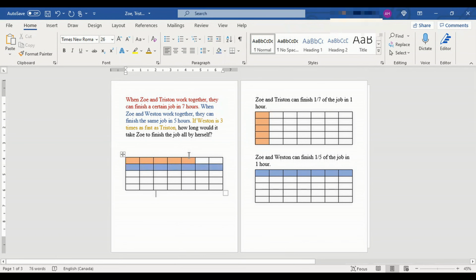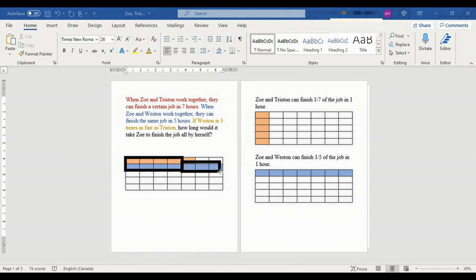Right, and of course the yellow sentence says if Weston is 3 times as fast as Triston. So we know whatever Zoe does, Weston will be 3 times as fast as Triston. So if Zoe were to do 4 cells, that means she would be consistent in the 2 scenarios. So she would do 4 cells in both. This allows Weston to do 3 cells per hour and Triston to do 1 cell per hour.